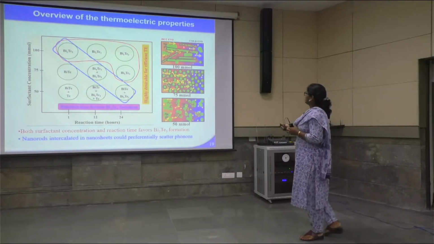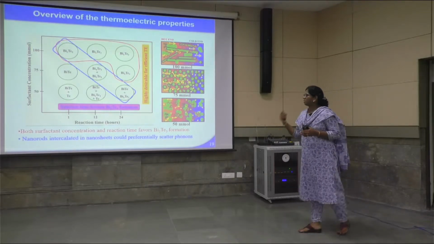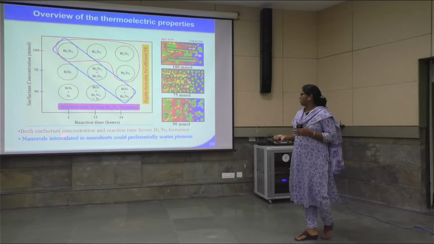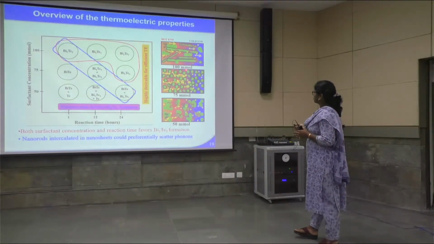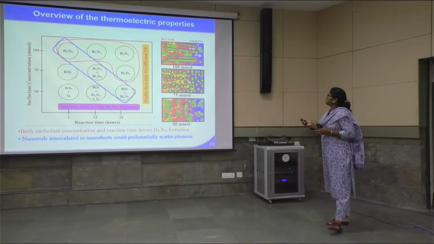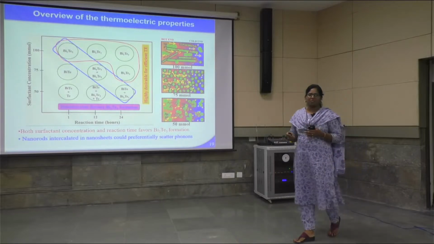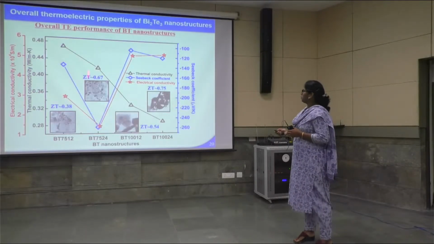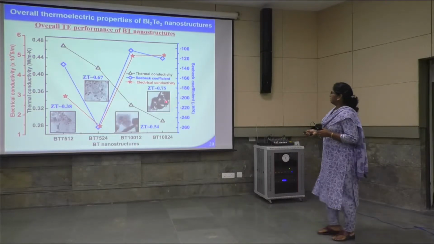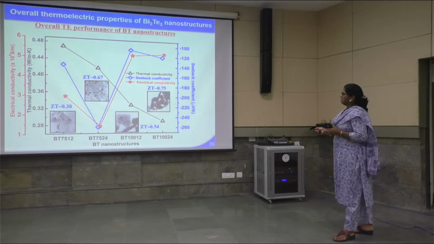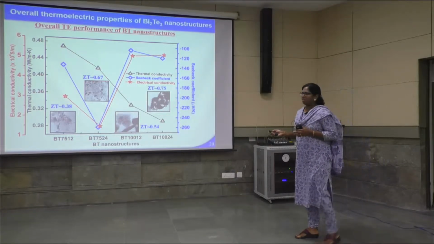Because of these nano sheets, the thermal conductivity is reduced, and the nano rods also got incorporated in these short nano sheets, which could preferentially help scatter the phonons and reduce the thermal conductivity. So when we checked the overall performance against earlier work, we got 0.75, which is the highest reported in these materials so far.